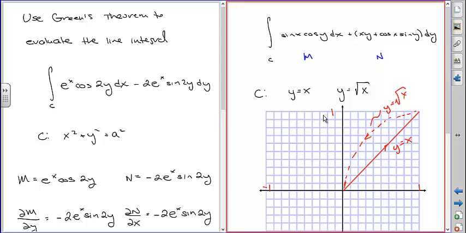So this is problem 17 in the book. This is the one that says use Green's theorem to evaluate the line integral on the boundary of the region lying between the graph of y equals x and y equals the square root of x. So let's see what we do on this.